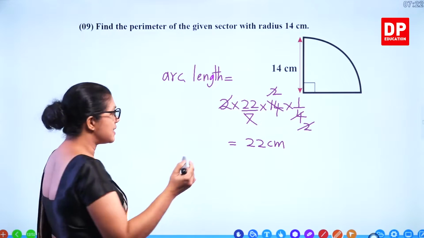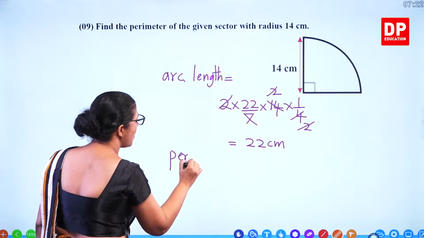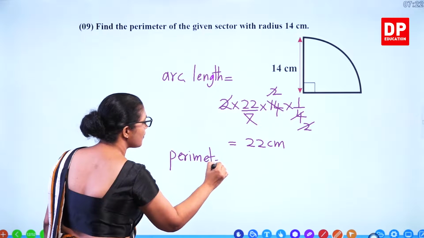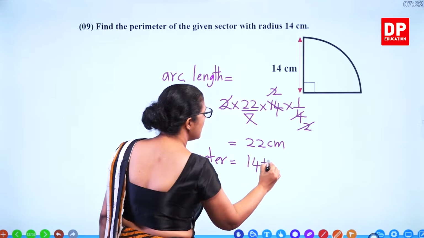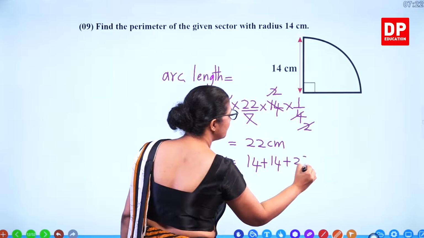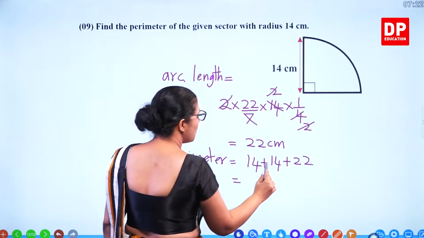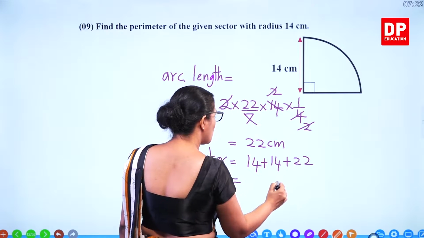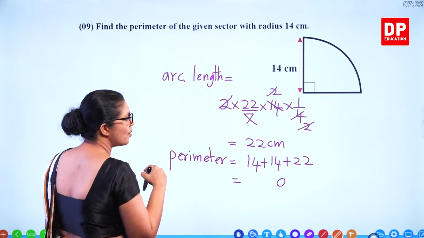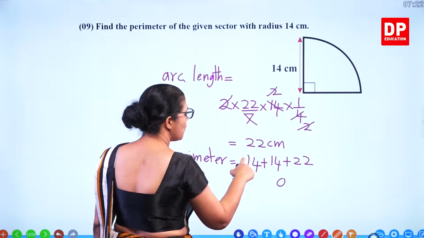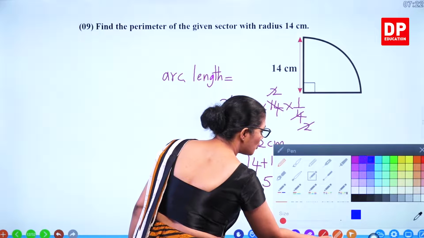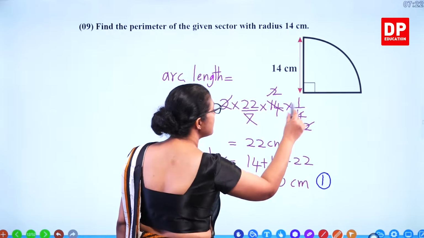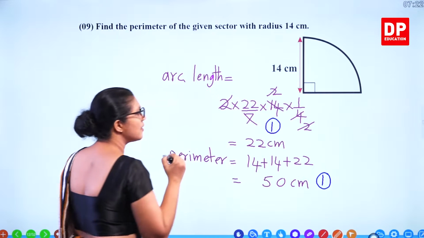So what's the perimeter? Perimeter, you need to add everything. Perimeter, 14, 14, and then 22. 4 and 4, 8, 2, 10, 2, 3, 4, 5. So 50 centimeters is the perimeter. So you get 1 mark for the answer and finding arc length 1 mark.